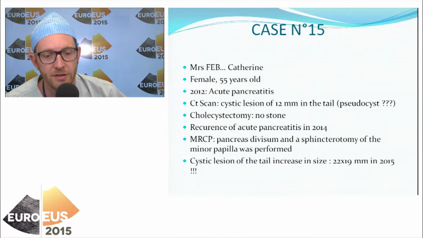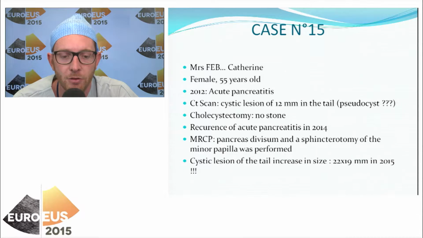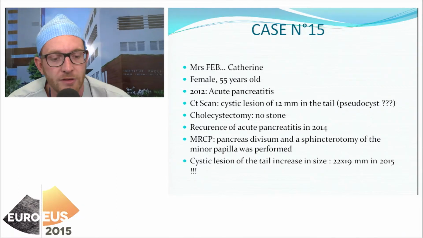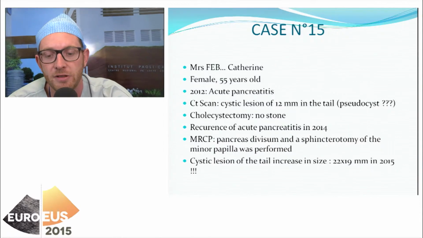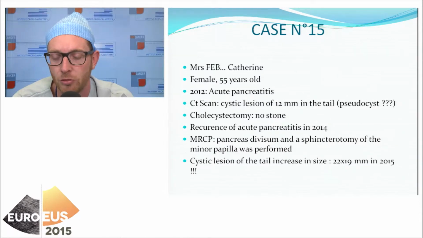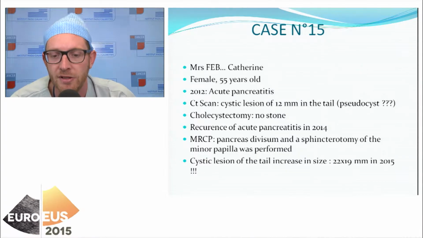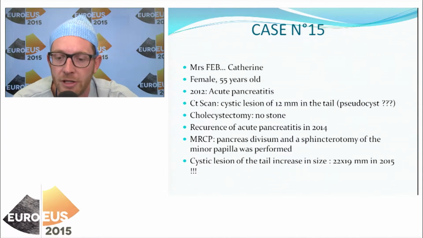MRCP shows a pancreas divisum, and the sphincterotomy of the minor papilla was performed at this moment. However, the cystic lesion of the tail increased in size and measured 20 millimeter in 2015. So it's decided to perform an EUS with confocal microscopy.